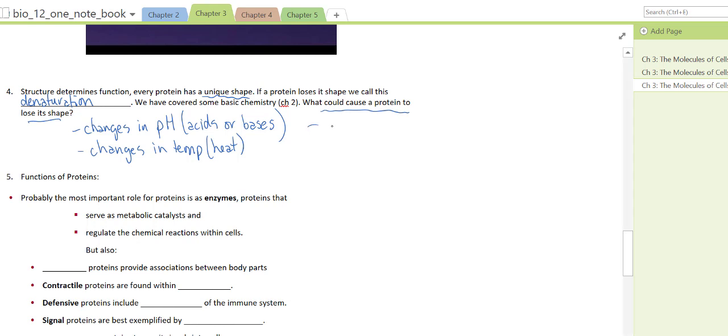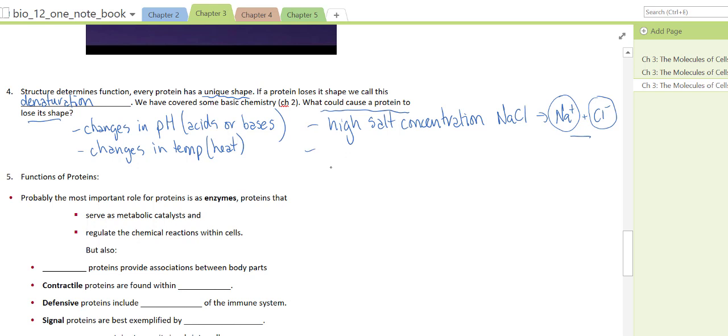Other things like high salt concentrations, because when we put salts into solution, remember that something like sodium chloride would dissociate into sodium and chloride ions. And these charged particles could influence the shape of that protein.